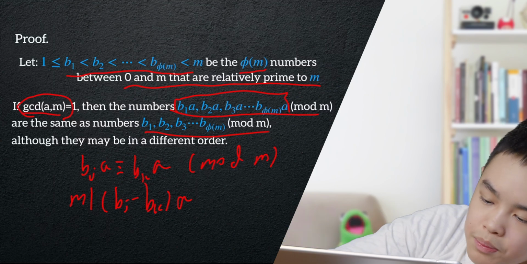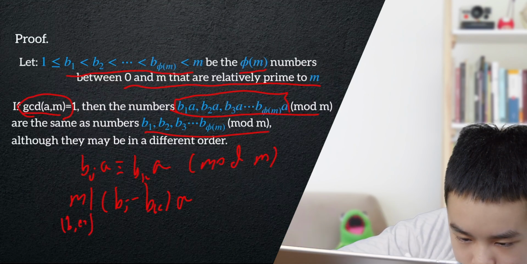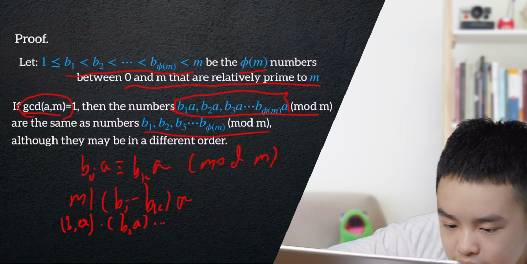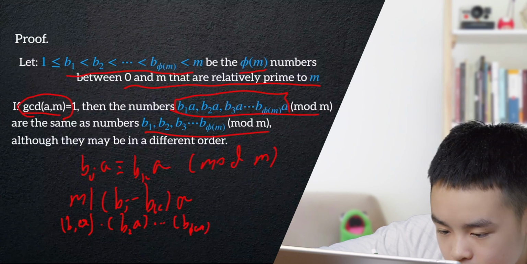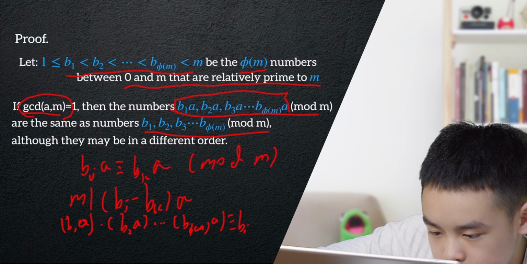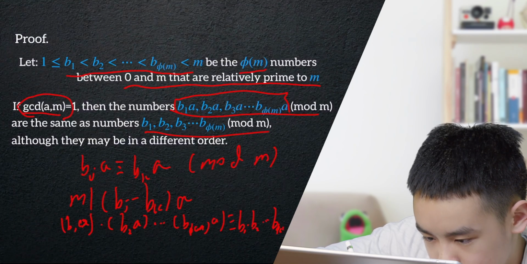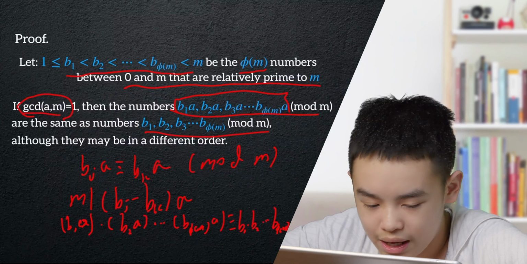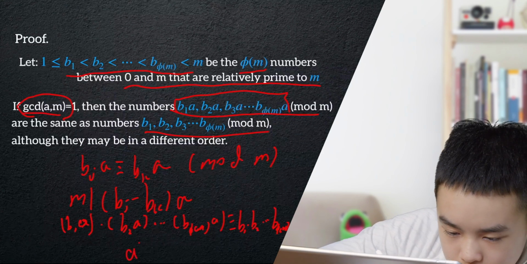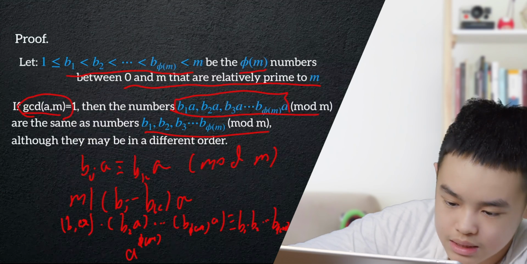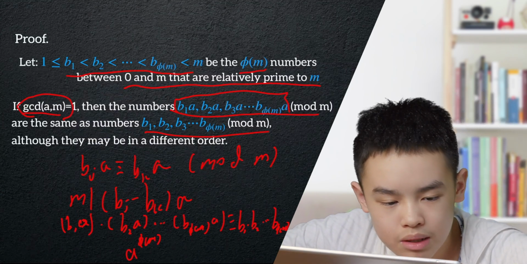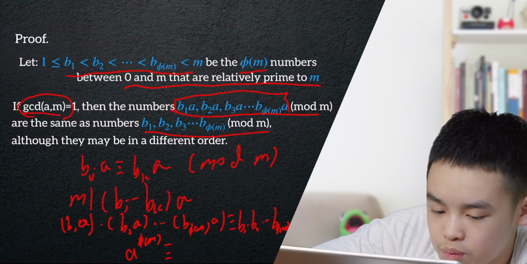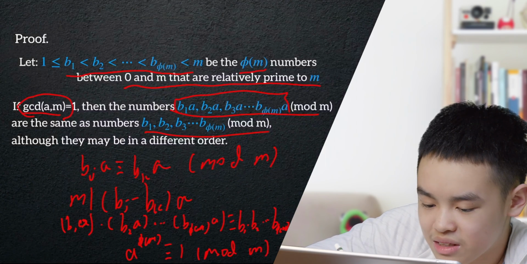So we're going to multiply all of these terms together. b1a times b2a, don't mind that ugly a, all the way to b phi m a. And then it is congruent to b1 times b2 all the way to b phi m. We'll set capital B to be b1 times b2 all the way to b phi m, and we can also get out the a to the phi m power. We won't write the times capital B, because we know that capital B is relatively prime to m. So we can just factor out the capital B, and we have finished the proof, just like we did in Fermat's little theorem.